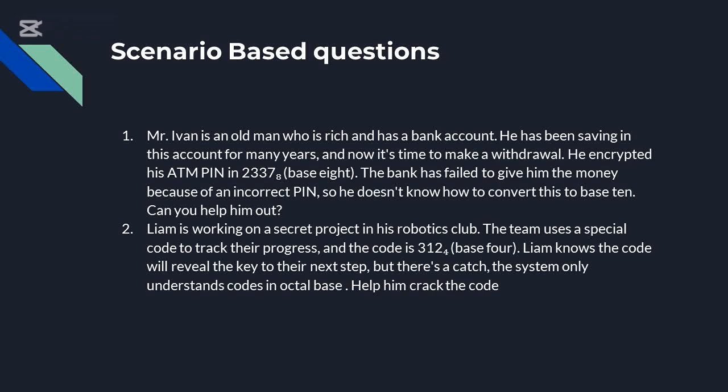Then item 2 in the scenario: Yam is working on a separate project in his robotics club. The team uses a special code to track their progress, and the code is 312 base 4. Yam knows the code will reveal the key to their next step, but there's a catch. The system only understands codes in octal base. Help him crack the code.